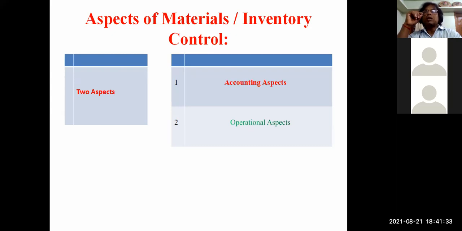Stock operation means you purchase the stock, carry it to the store. From the store, you take it out. This is operation. From the store, you take it to the factory, and in the factory, laborers are there again. They are using it. This is the operational aspect. So there are two aspects, accounting aspects and operational aspects.